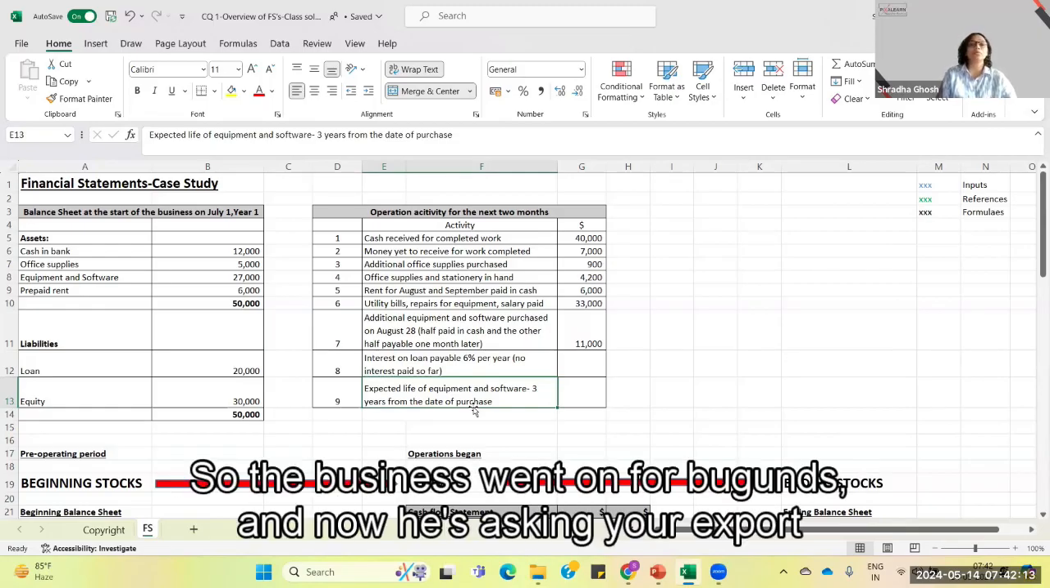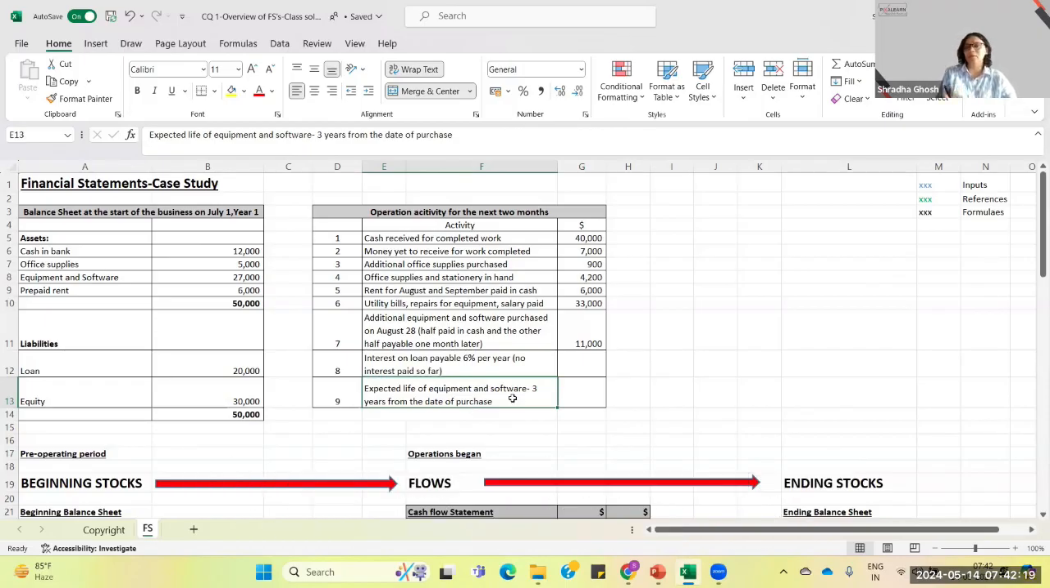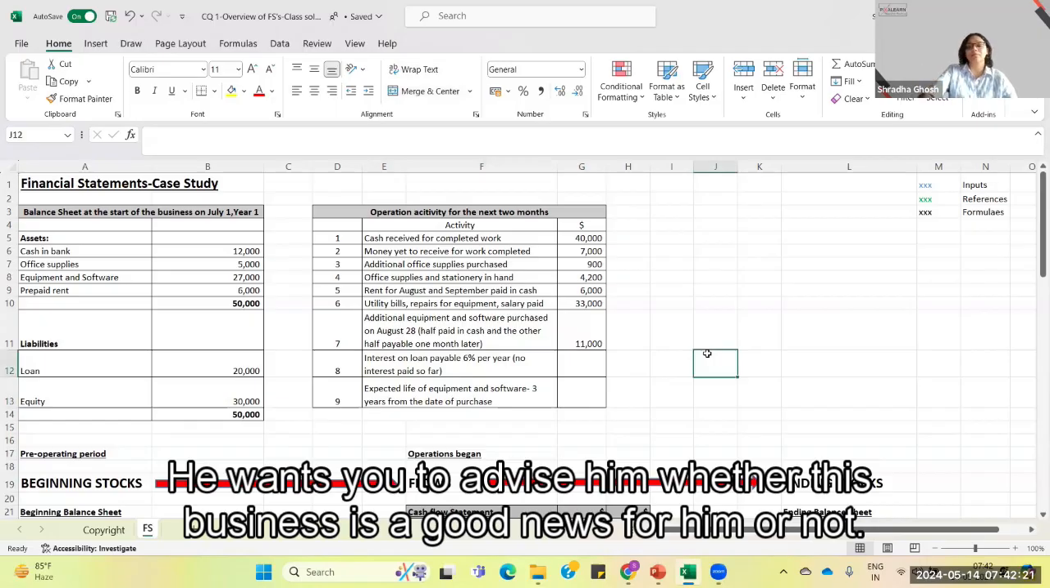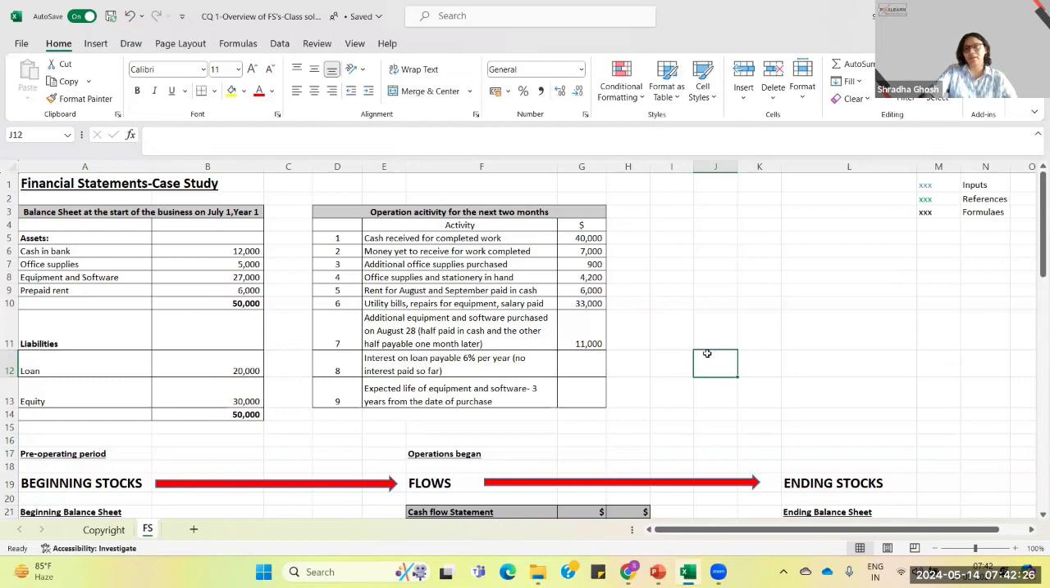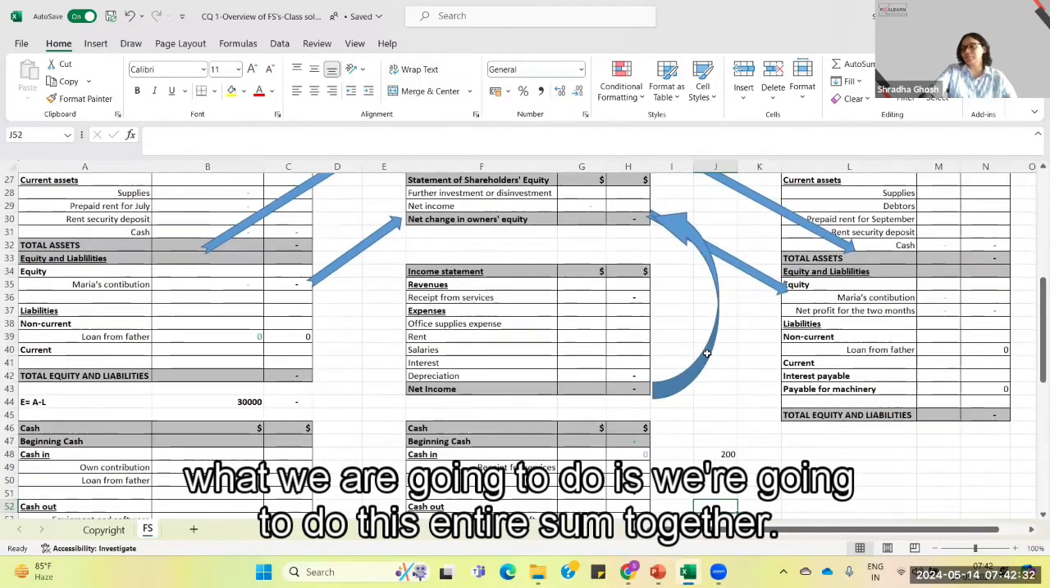So the business went on for 2 months, and now he's asking your expert opinion because he has no idea about the accrual concept of accounting, and he wants you to advise him whether this business is good news for him or not. So how do you start? What we're going to do is this entire sum together.